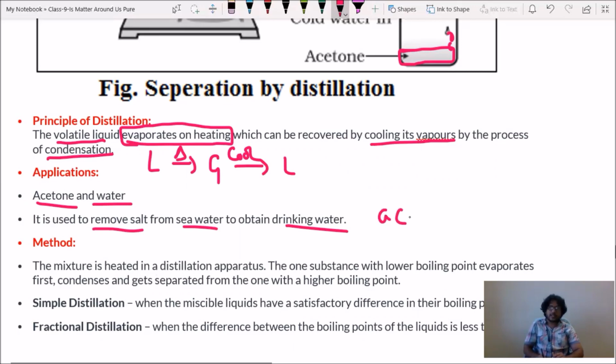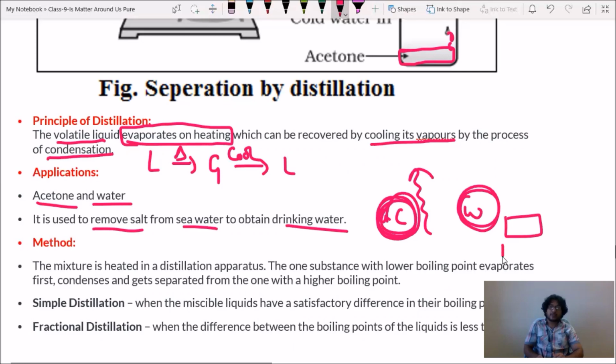If you are taking acetone and water, acetone has the lower boiling point. Because of the lower boiling point, first acetone will rise up. Because of the higher boiling point, water will settle down. Of course, if you increase the temperature, automatically water also will evaporate. And there are two types of distillation: simple distillation and fractional distillation. Till now we have discussed simple distillation.